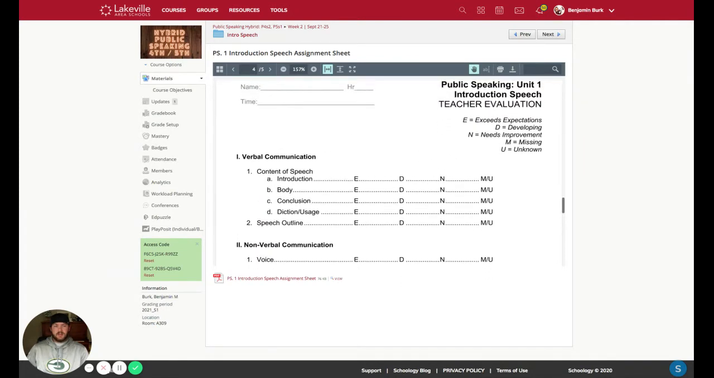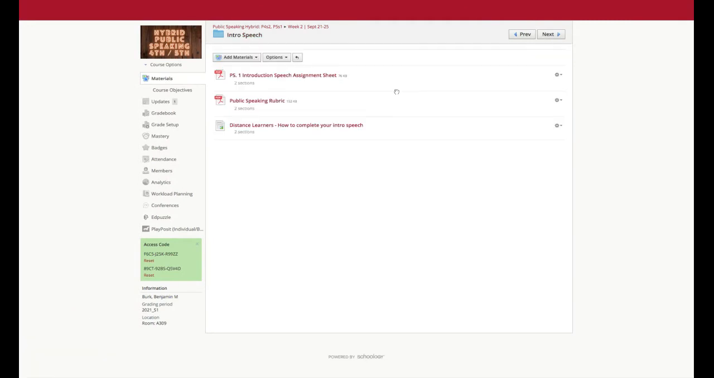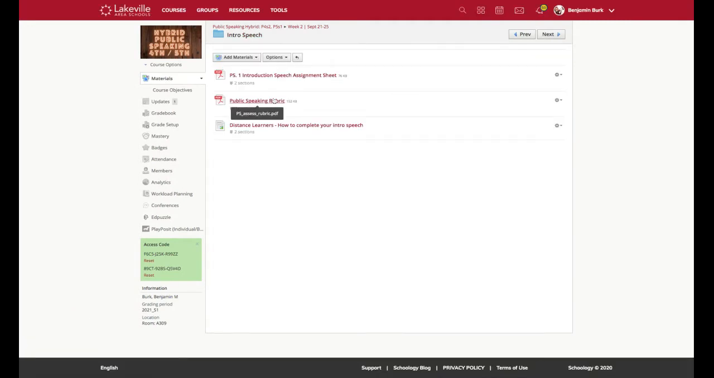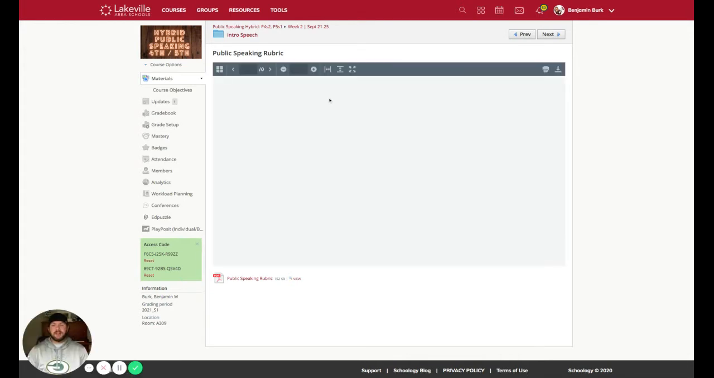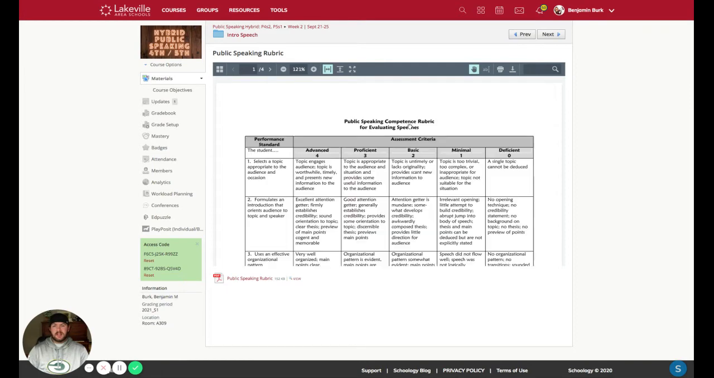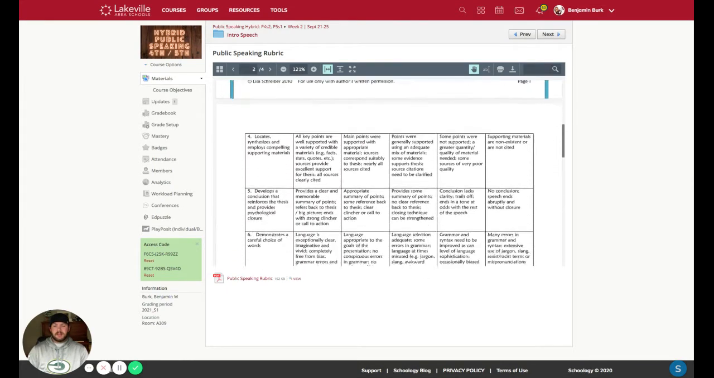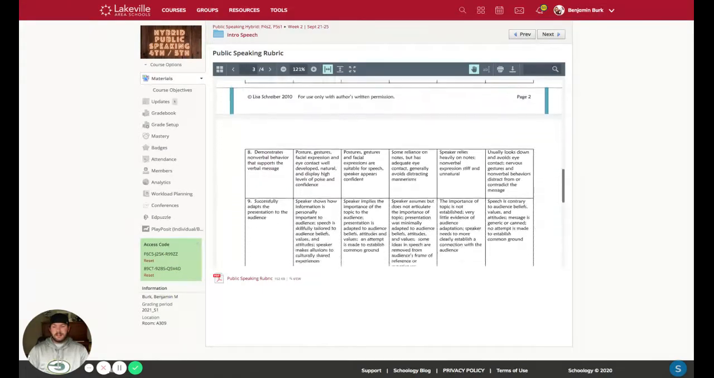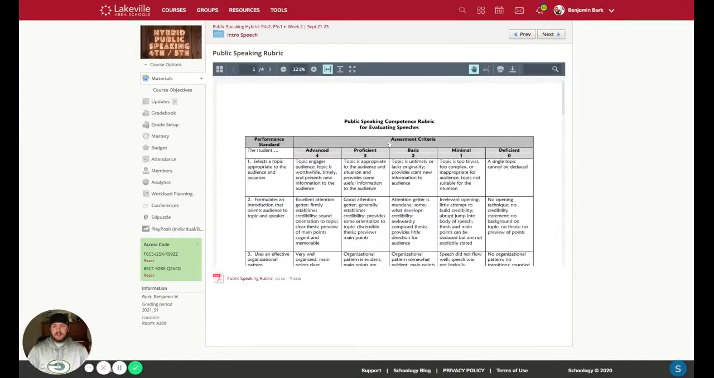Here are the things that are going to be graded, but I have another way to show you that. The second thing in this tab is the public speaking rubric. I use the same rubric for every speech that you do. It's a little bit different than the one that's in that first document, but I didn't know how to get rid of it. So there's 11 speaking competencies that we're going to go over in this class, and those are all listed here, so you can look and see.